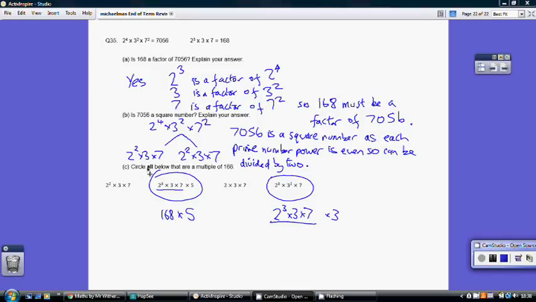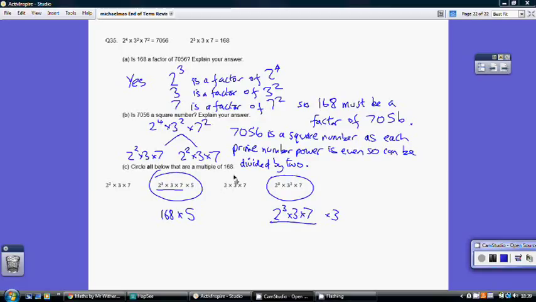Now part C, circle all below that are a multiple of 168. So we need it to be including all of these and then numbers in addition to that. So 2 squared times 3 times 7, well that's a factor of 168, it's not a multiple of it. Now here we go, 2 cubed times 3 times 7 times 5, well that is a multiple because there's our 168 and then we're just timesing it by 5, so that is a multiple of 168.